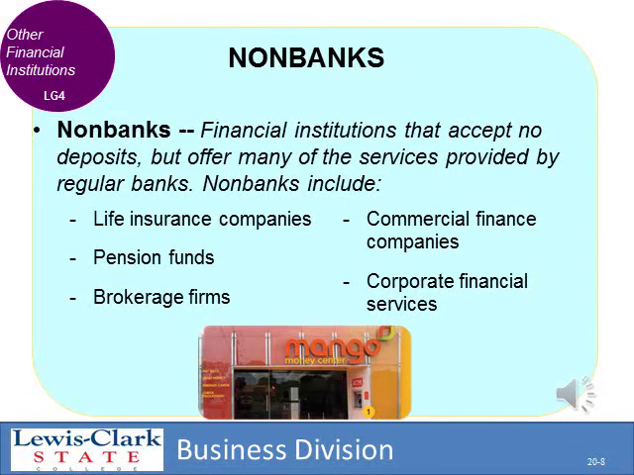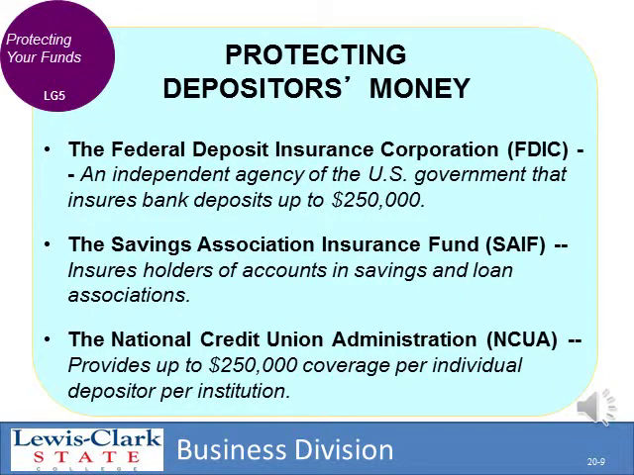Because banks and savings and loans and even credit unions do fail from time to time, individuals will wonder, if I put money in this bank and it goes bankrupt, what's going to happen to my deposit? Well, banks are insured by the Federal Deposit Insurance Corporation, FDIC, and each individual deposit is guaranteed up to $250,000. The National Credit Union Administration also guarantees $250,000 per individual depositor per institution. So if you have more than $250,000 and you want it insured, make sure you put it into different banks.